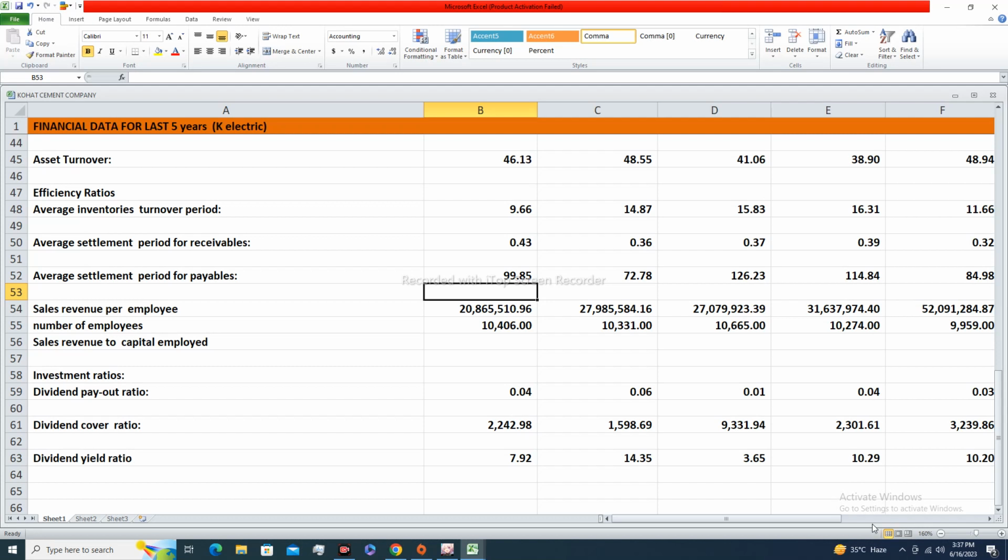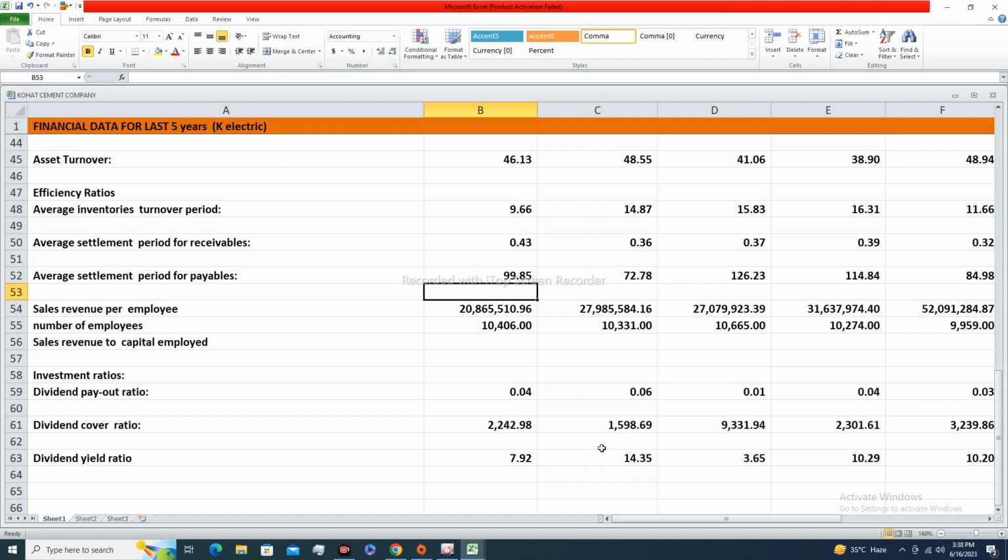And then there is the dividend cover ratio. We calculate the dividend cover ratio by earnings for the year available for dividends divided by dividend announced for the year. And last but not least, the dividend yield ratio. We calculate it by dividing dividend per share by market value per share, multiplied by 100.